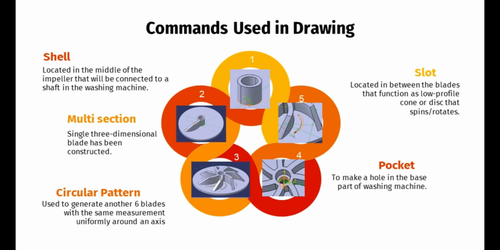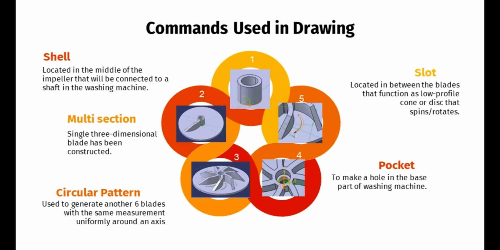Thirdly is circular pattern. This command is used to generate another 6 blades with the same measurement uniformly around an axis. The height of the plate is 20mm with the outer radius of 42.4mm and inner radius of 37.5mm. Next is the pocket. The pocket command is to make a hole in the base part of the washing machine impeller so that the shaft will make its space into the hole to aid the impeller to rotate.